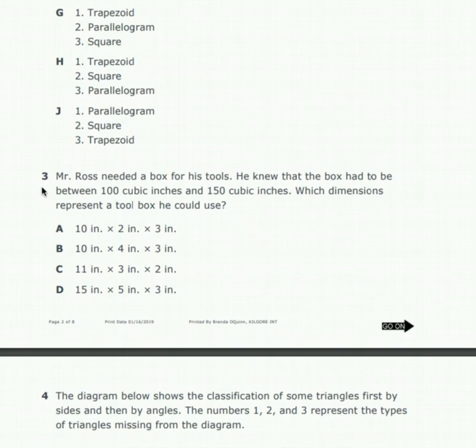Question 3. Mr. Ross needed a box for his tools. He knew that the box had to be between 100 cubic inches and 150 cubic inches. Which dimensions represent a toolbox he could use? A. 10 inch by 2 inch by 3 inch. B. 10 inch by 4 inch by 3 inch. C. 11 inch by 3 inch by 2 inch. D. 15 inch by 5 inch by 3 inch.